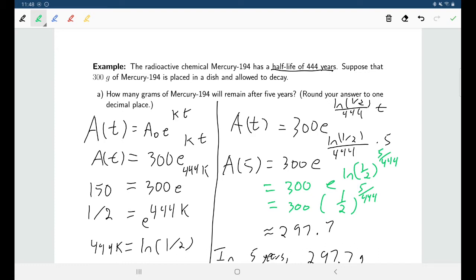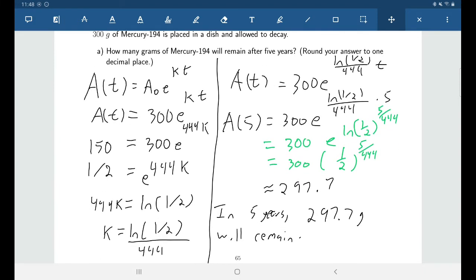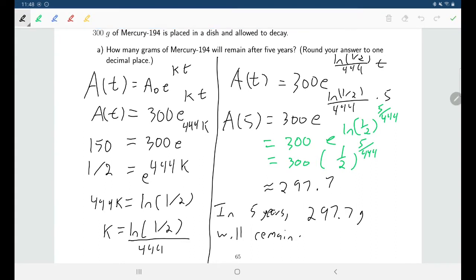And as I kind of predicted at the beginning, I would have pretty close to the full amount because only 5 years have passed and it takes 444 years for half of the material to decay away. And that's exactly what we found. 297.7 grams will remain after those 5 years have passed.